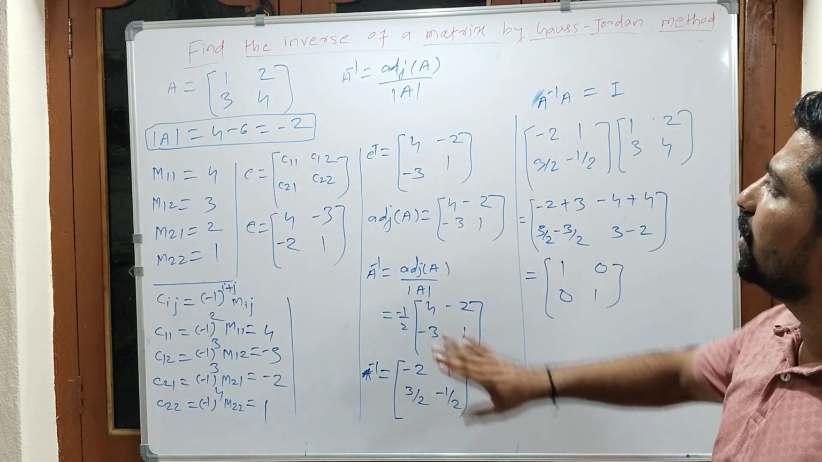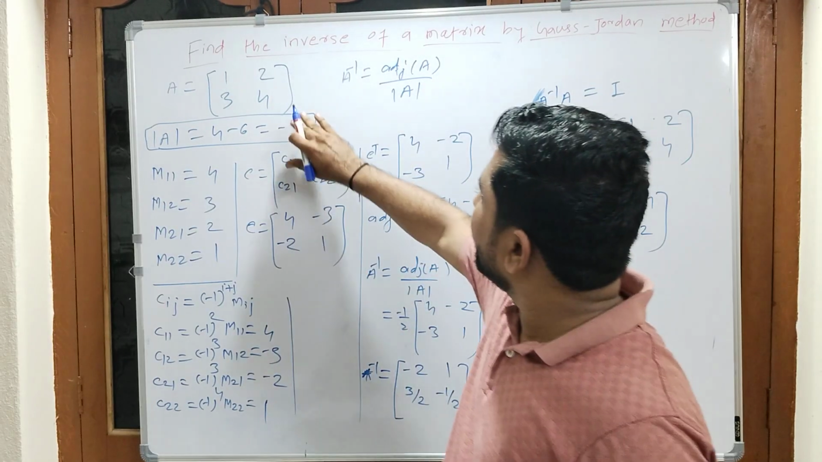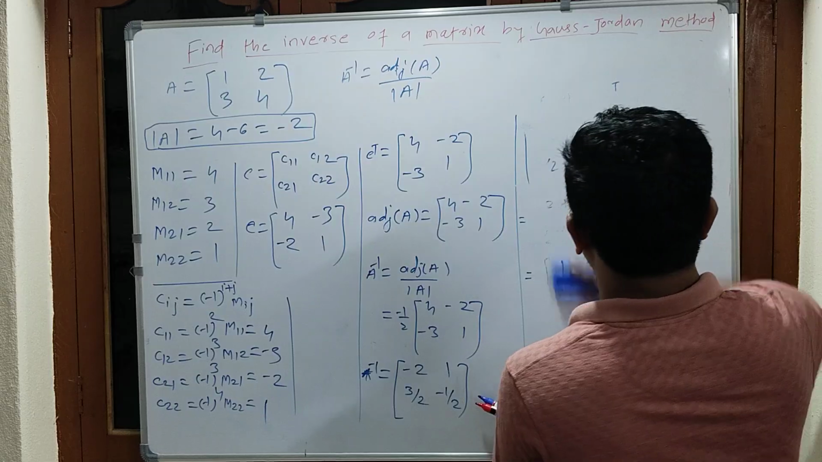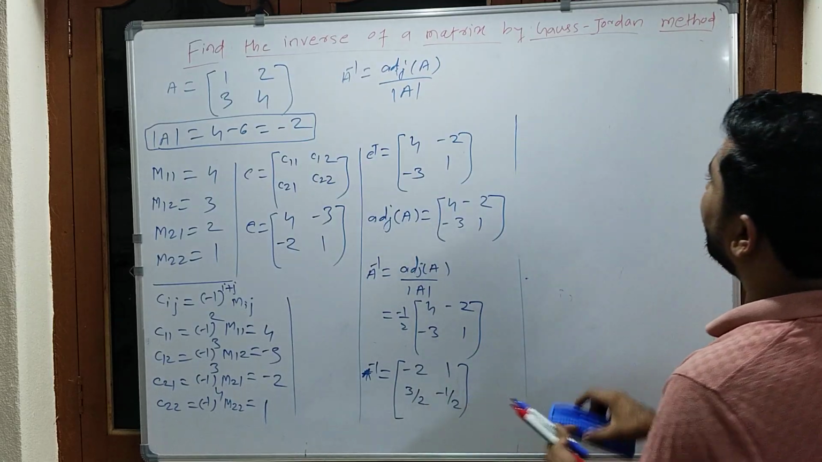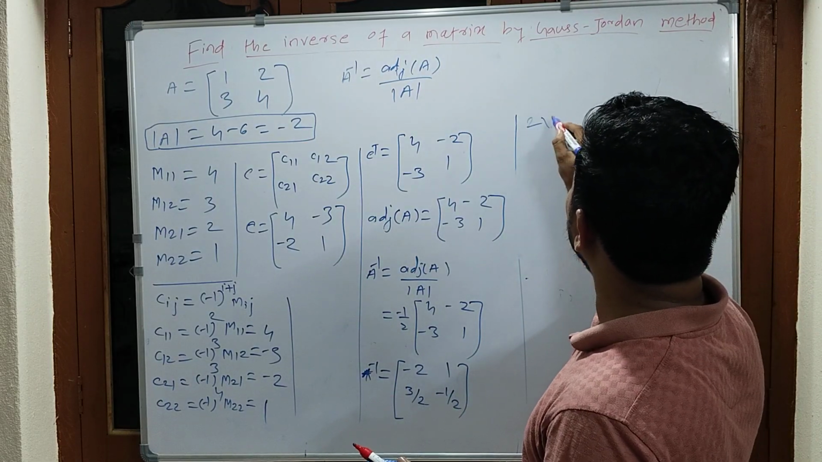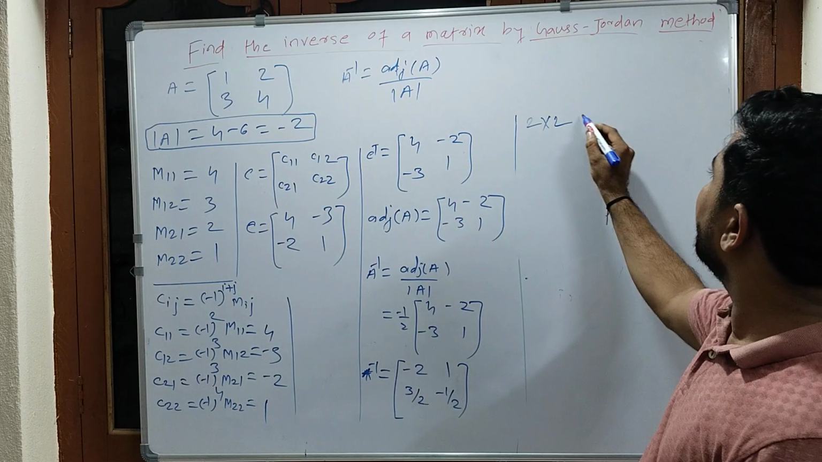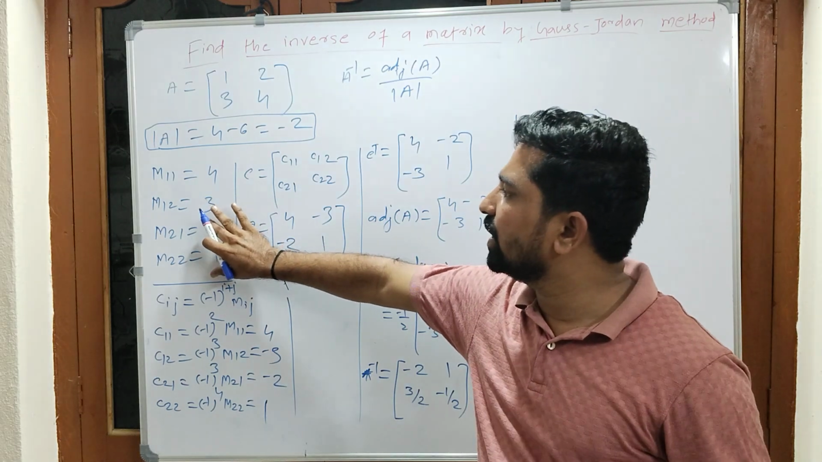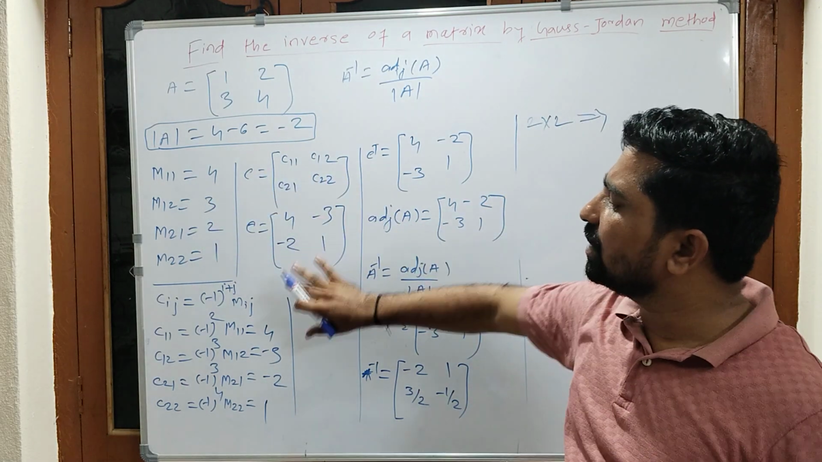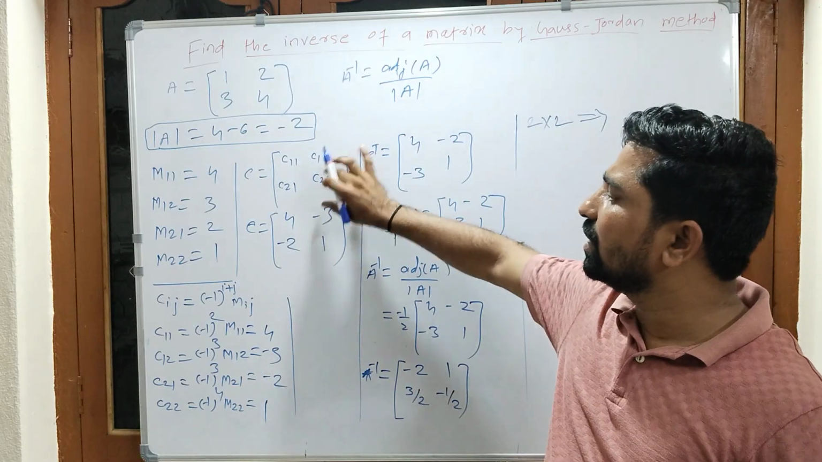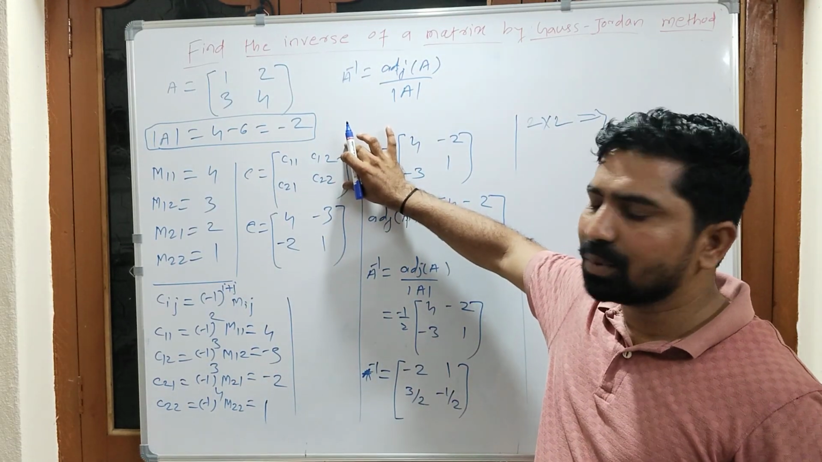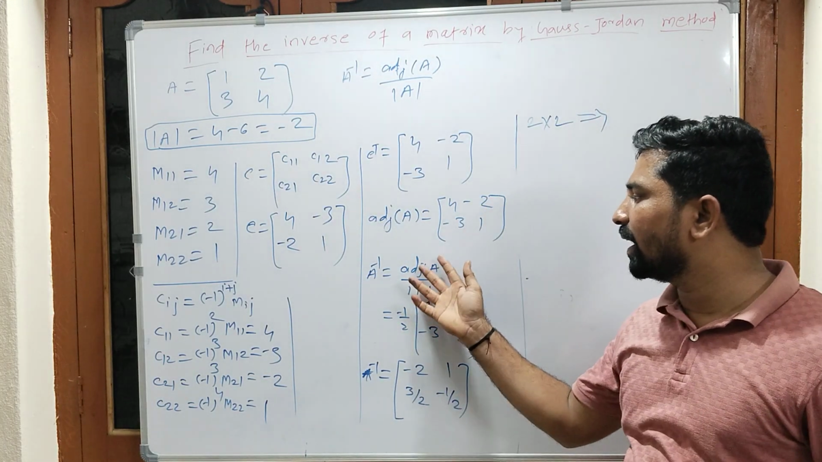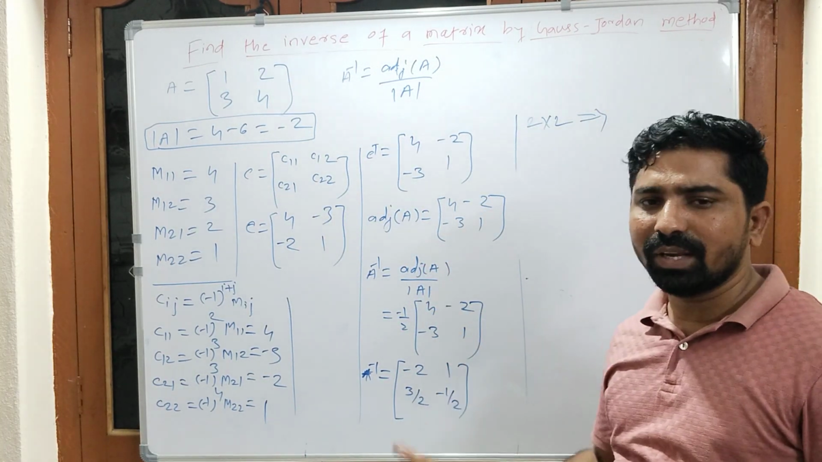For example, here I have a 2 cross 2 matrix. I don't have space, so I will write here. This is my 2 cross 2 matrix. For that I need to find 4 minor elements. With the help of these 4 minor elements, I find the 4 cofactor elements and form the cofactor matrix. After that, take the transpose of this cofactor matrix, which is the adjoint, and divide adjoint of A by determinant of A. That is my inverse.